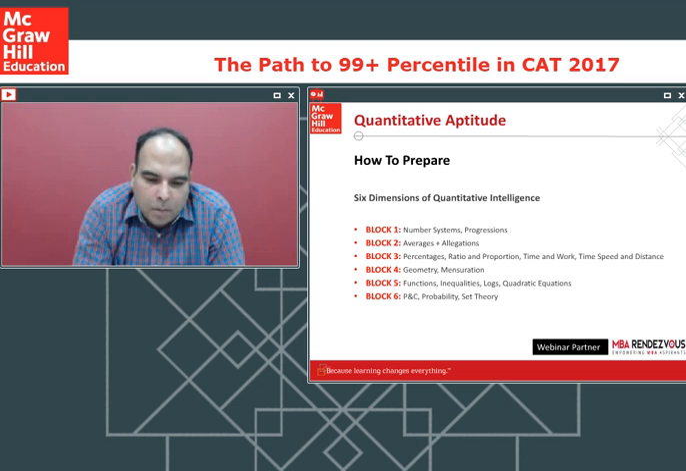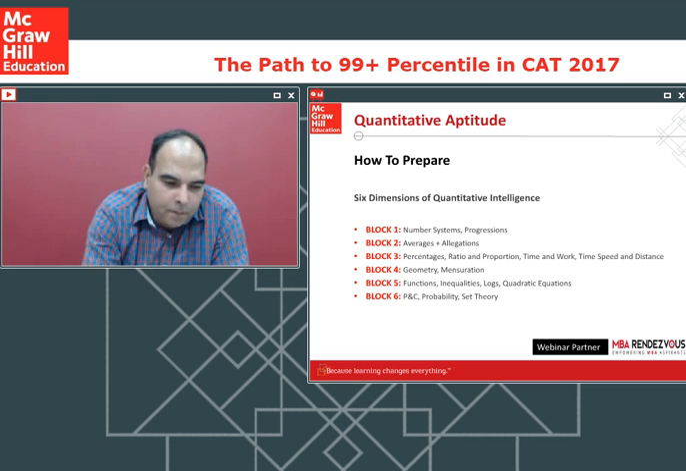So progression would be around 200 questions. Average and allegation together would be around 200, 250 questions. In block 3, the total number of questions you need to solve overall, all chapters combined, is around 150, 200 in percentage, 150, 200 in ratio and proportion, around 75 in time and work, and around 250 to 300 in time, speed, distance. That's an important area.